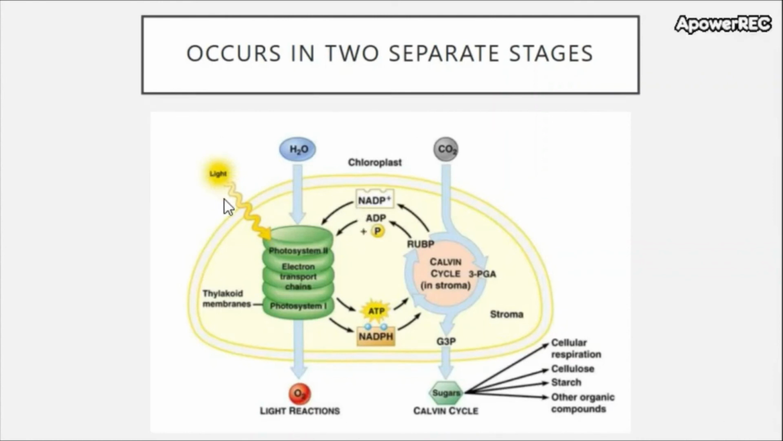In the first stage, we use light and water, and we produce our oxygen. In the second stage, CO2 is consumed, ATP and NADPH are consumed from photosynthesis, and NADP plus and ADP are generated from it.